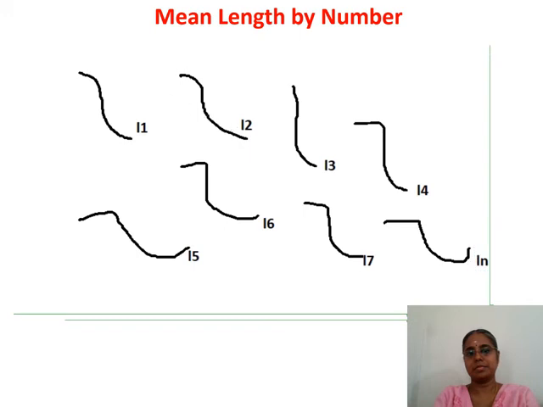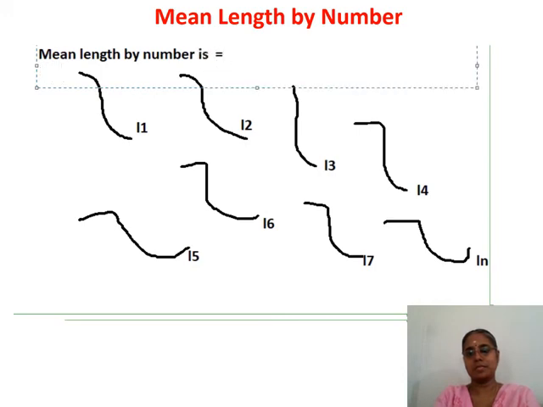So now the mean length by number is equal to L1 plus L2 plus L3 till Ln divided by n. That's it. So it is the sum of the lengths of all the fibers divided by the number of fibers.